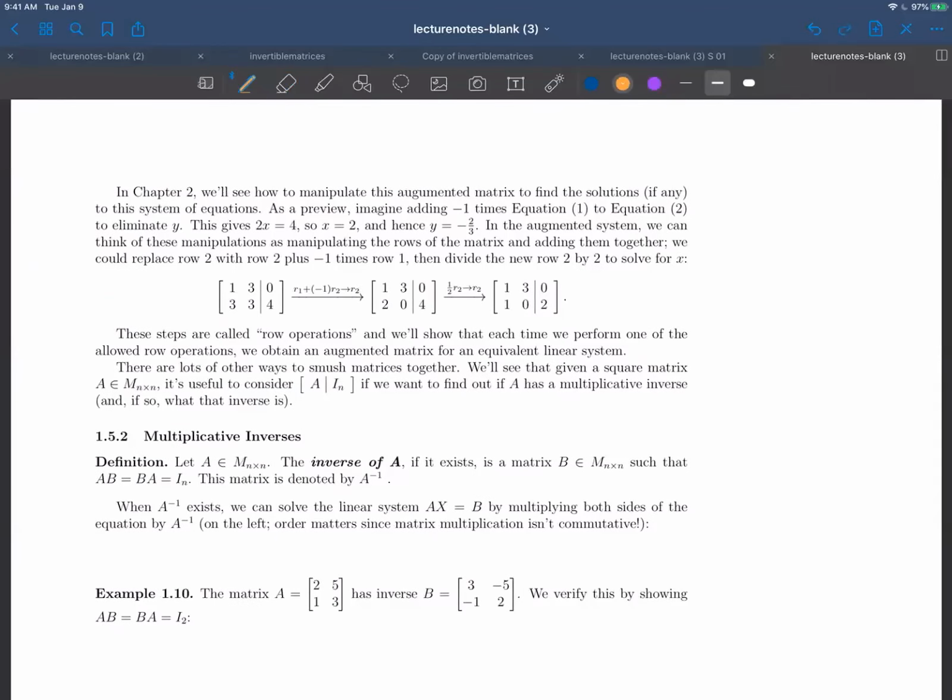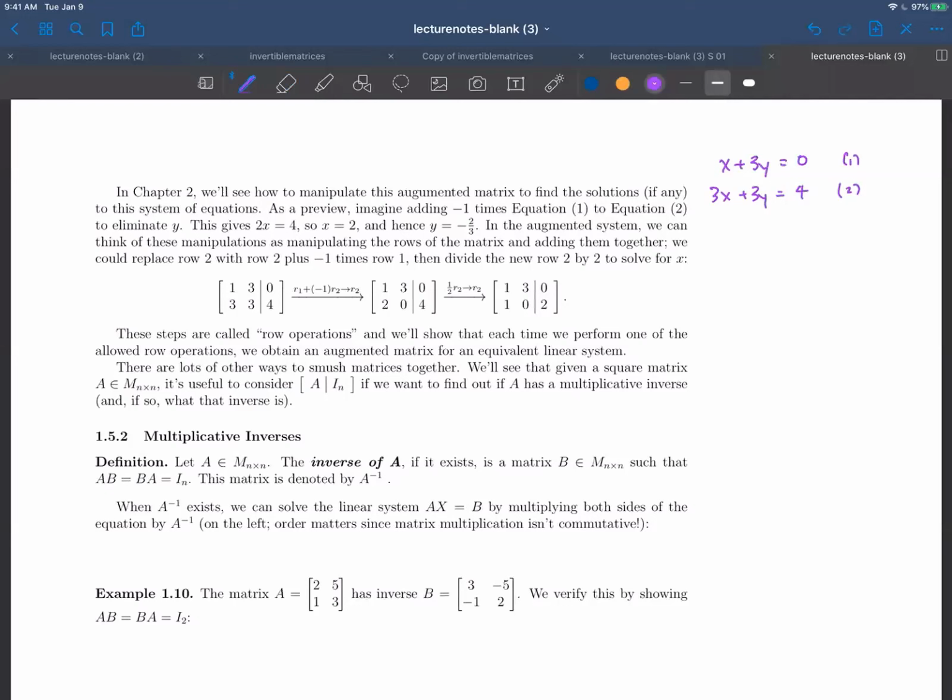So if we had taken our equations up above, and let me remind you what they were, x plus 3y equals 0 and 3x plus 3y equals 4. I think that's what they were. We could do whatever steps we would do to solve this system of equations. I might add -1 times equation 1 to equation 2. And that would eliminate y from equation 2, and I'd get 2x equals 4, and then I could solve that for x to get x equals 2, and I could plug that back in and get y equals -2/3, assuming I did my arithmetic correctly.